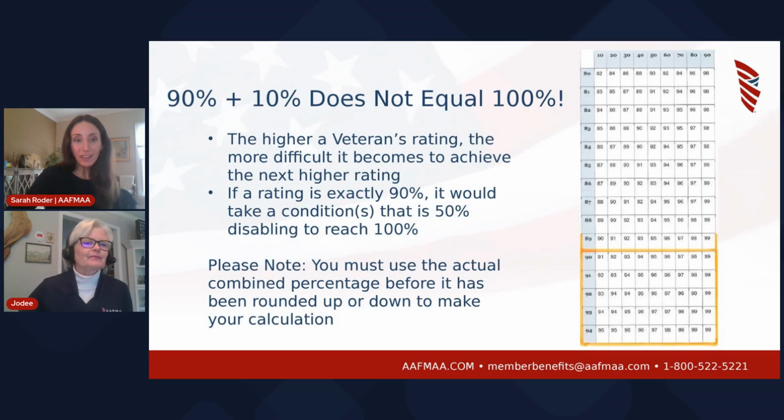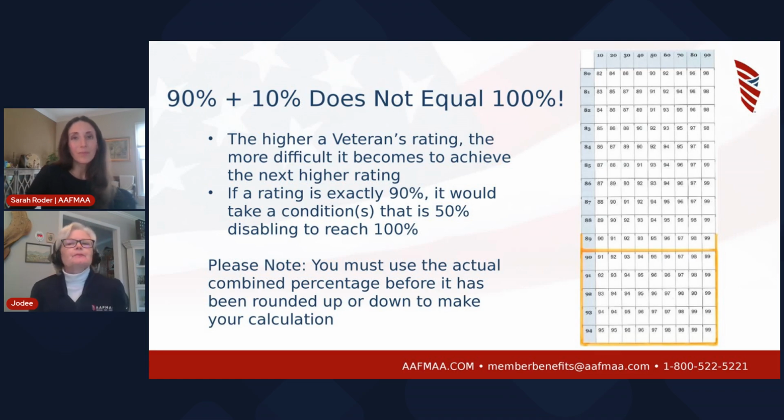Now this explains why 90% plus 10% does not equal 100%. Exactly, because we've just gone through that in our example. And here's a little snippet of the combined rating table. We're trying to point out here, like you just mentioned, Sarah, 90 plus 10. If we find the vertical row for 90 and the horizontal row for 10, where they intersect is 91. So if you had a 90% rating and you got one more that was a 10%, you're going to be at 91, which is not high enough to round up. So you're still going to be at 90%.